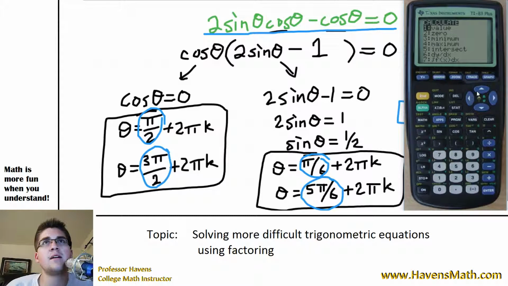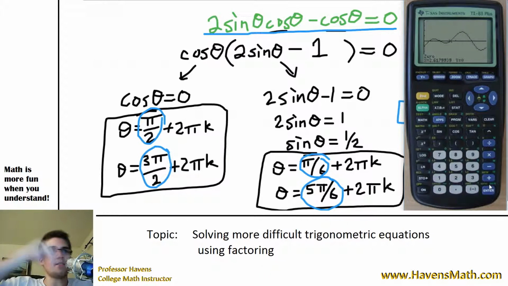Second calc, and then we go 0. So left bound, I'm going to go a little bit to the left of the point of intersection. Right bound, I'm going to go a little to the right of that, and my best guess is going to be as close as possible. There we go, that fixed it. And what it's giving me is that the 0 is at x equals 2.61799939.